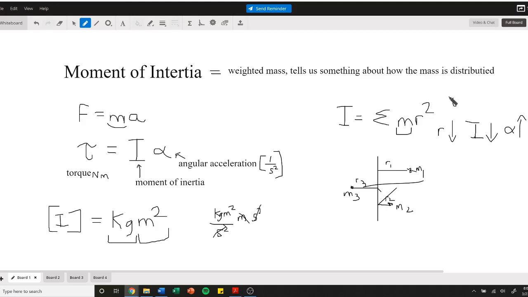So torque and mass are constant in these examples.